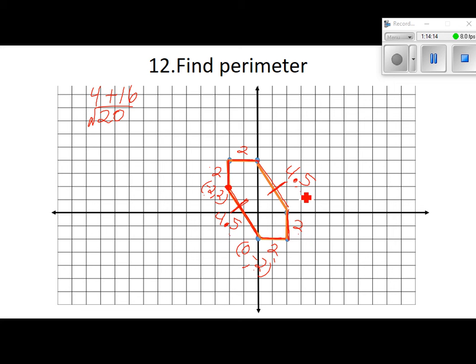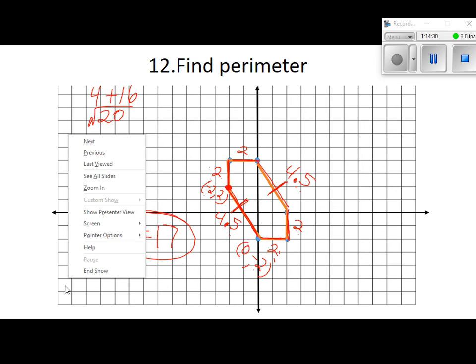First two, I'm going to add the 4.5. 4.5 plus 4.5 is 9. Then you got 2, 2, 2, and 2. There's 4 2s there. That's 8. 9 and 8 give you 17. So the perimeter of that shape is 17 units, whatever the units happen to be.